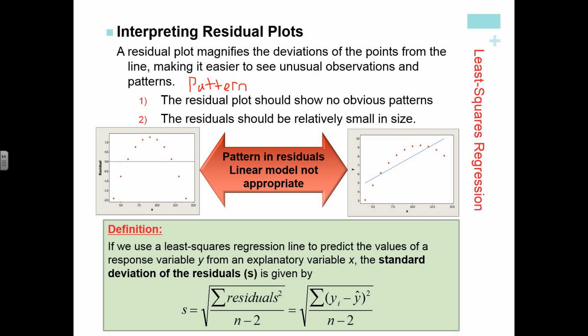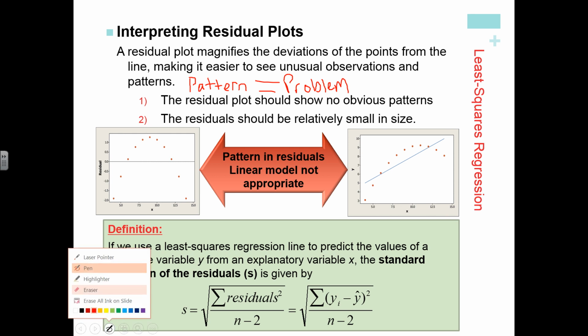If you see a pattern in the residual plot, that equals problem. Pattern equals problem. If you see a pattern in your residual plot, you know that you have a problem with the original data. A pattern tells me that the linear model was not appropriate. I shouldn't see a pattern.